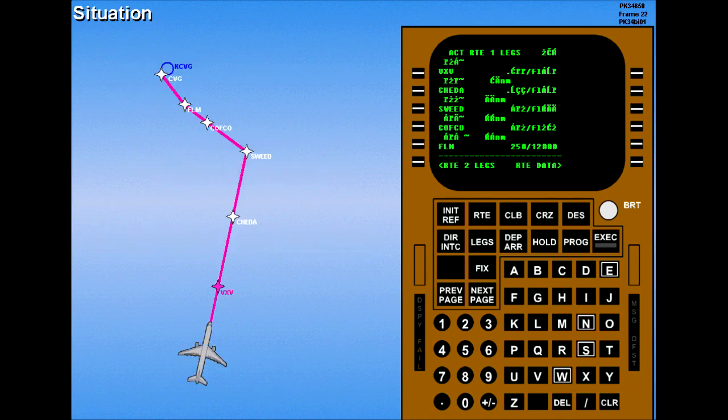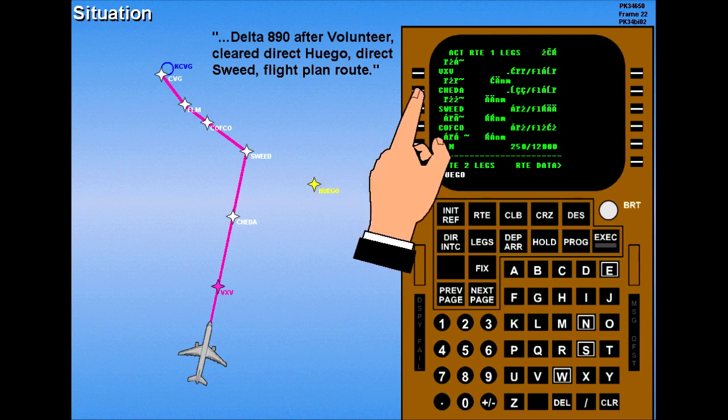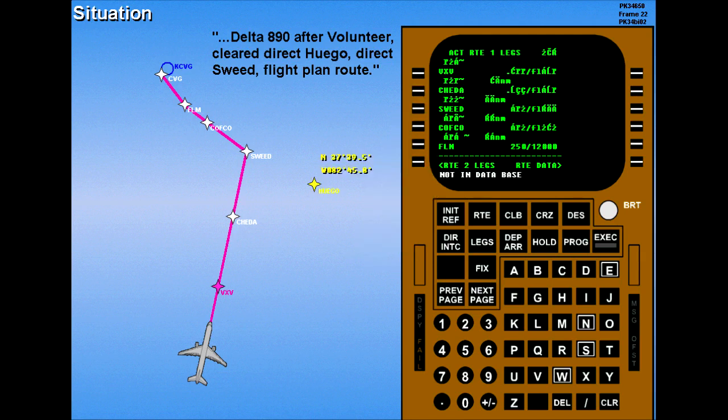In this situation, ATC has modified your clearance to read Delta 890, after Volunteer cleared direct Hugo, direct Swede, flight plan route. In this case, the Hugo waypoint is not located in the database and is defined only by its lat-long coordinates.